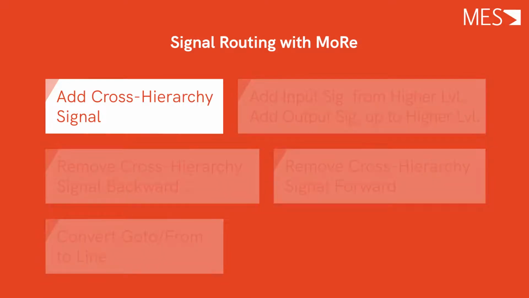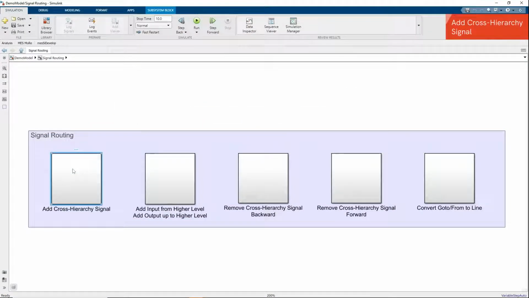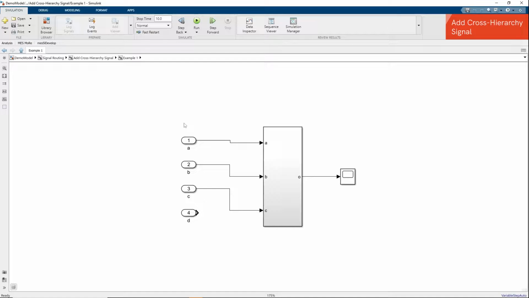The first action I want to show you is called Add Cross-Hierarchy Signal. This action allows you to add a signal across your subsystem hierarchy with just a few clicks. You can add signals from lower levels to higher levels or the other way around, or from one subsystem to a subsystem in a completely different part of the model. It doesn't matter where the source and target blocks are located, as long as they are within the same model.